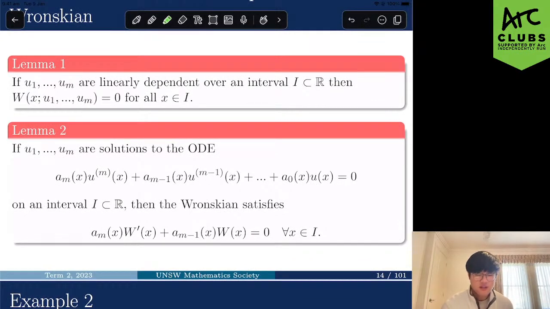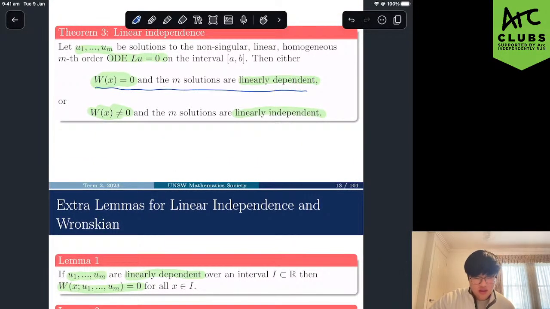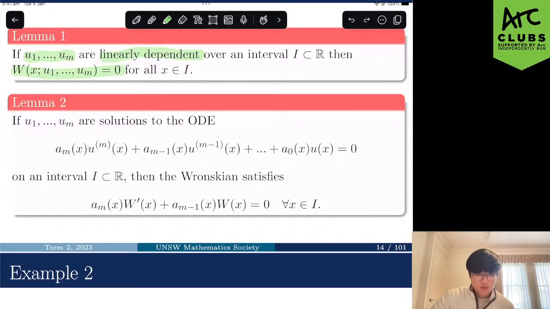Next are these two lemmas. If u1 to um are linearly dependent over an interval, then the Wronskian is equal to 0, which is pretty similar to what we had up here, but kind of the other way around. And lemma 2 is that if we have a solution to an ODE of the form given, then this equation here is equal to 0. And once again, for these lemmas, the full written out proof is in the lecture slides provided by the course, but we just have a quick summary here.